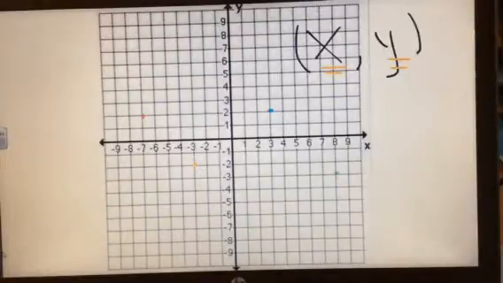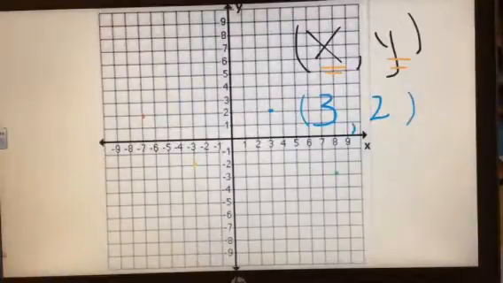Again, for this blue dot, the coordinates are 3 on the x-axis and 2 on the y. Again, putting the brackets around the numbers.